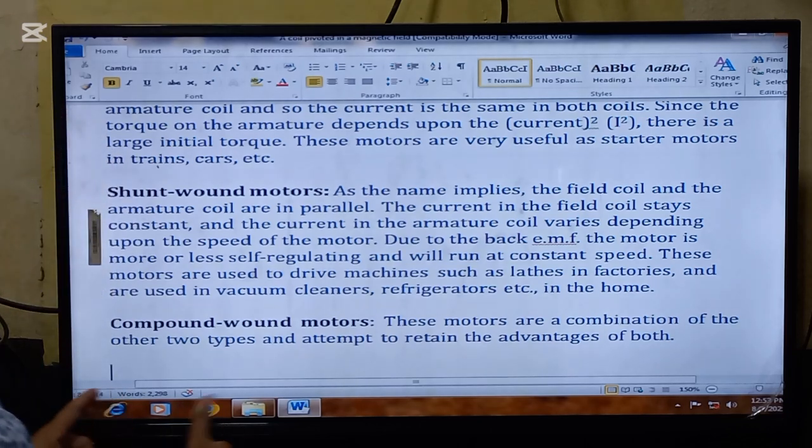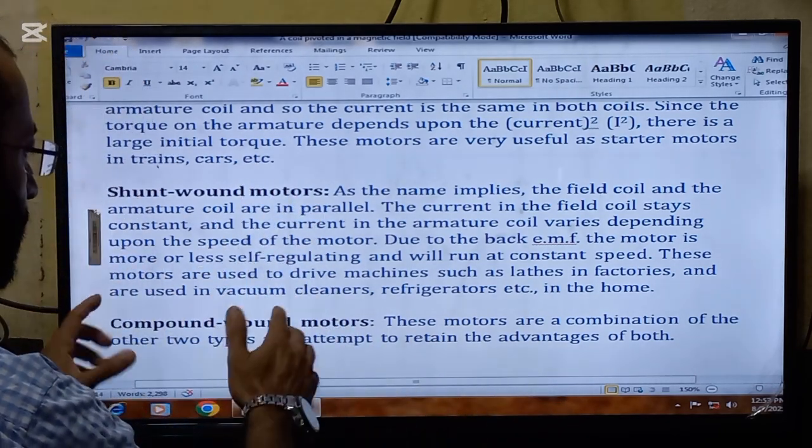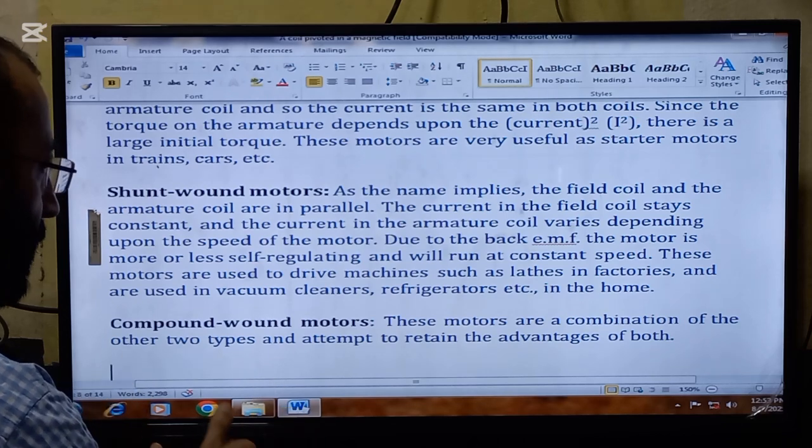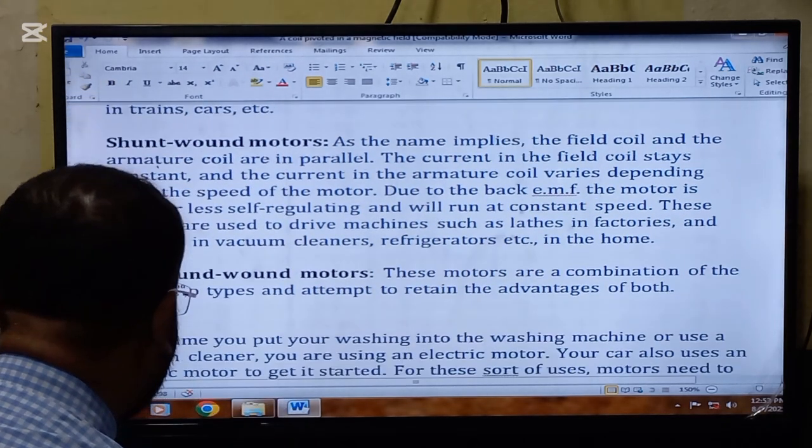The next type of machine is compound wound motors. These motors are a combination of the other two types and attempt to retain the advantages of both. So this is the most modern motor, which has the features of the two motors.